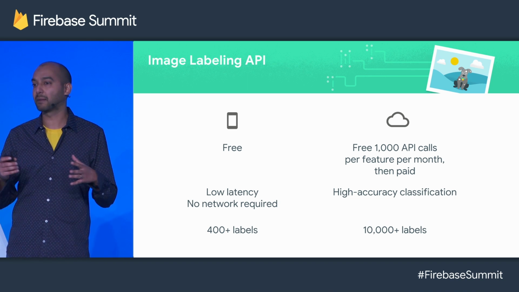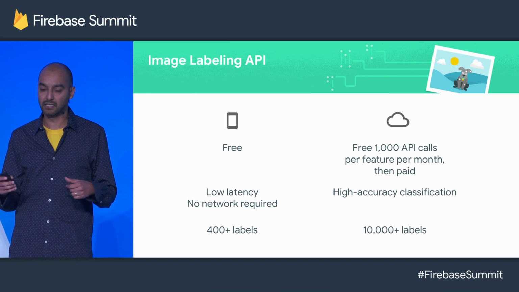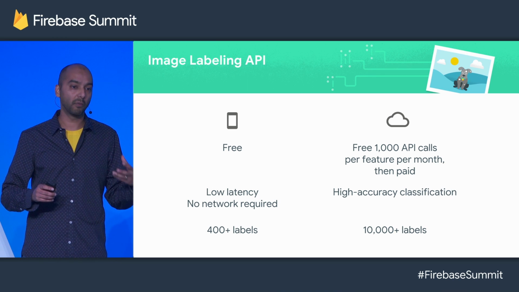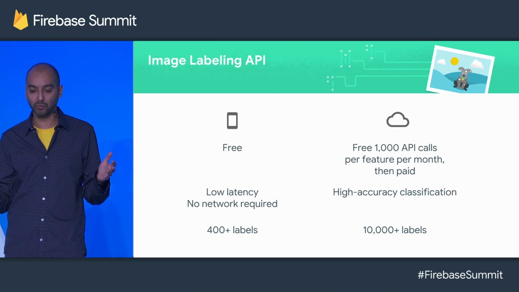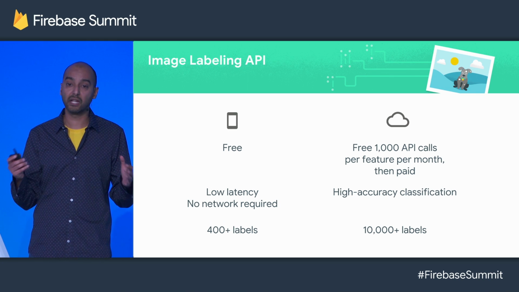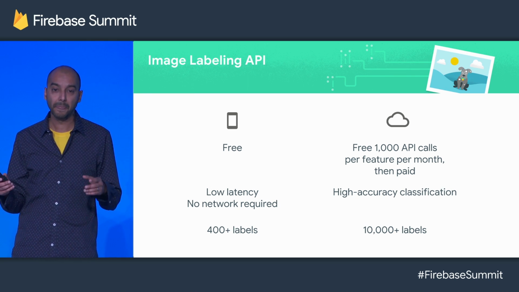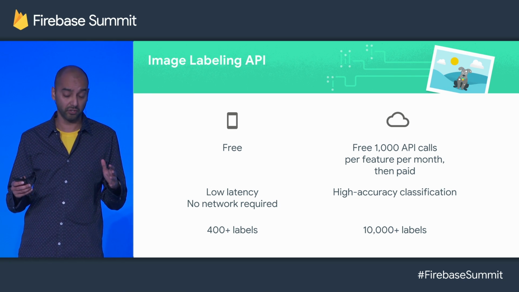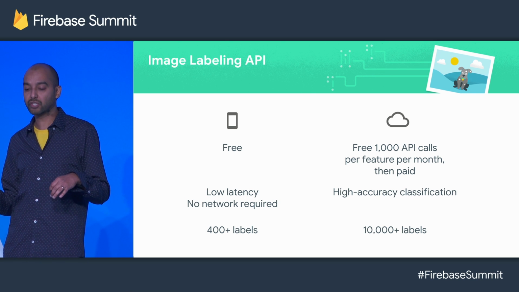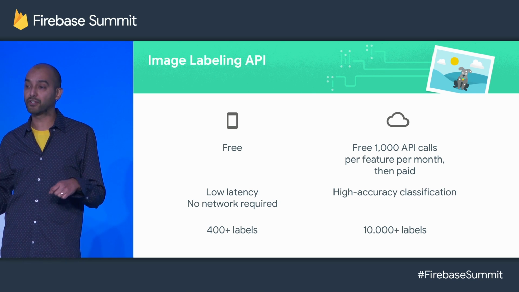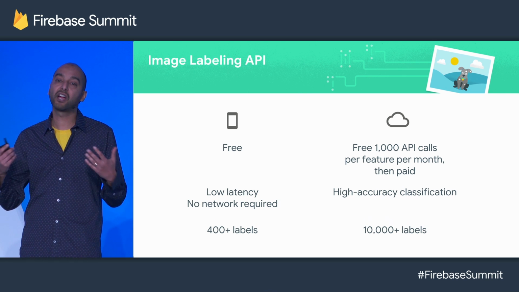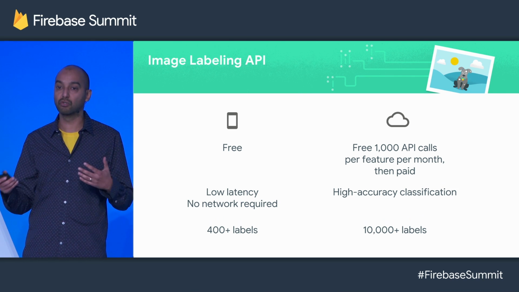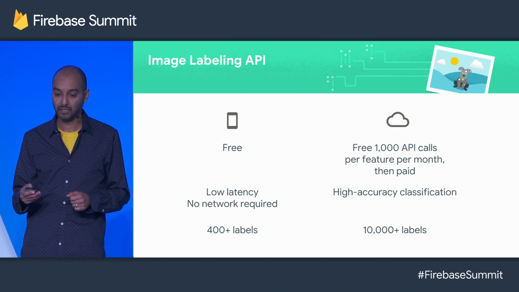Image labeling API, like many of the other APIs in MLKit, is available both on device and in the cloud. On device, it's free. You can use it as much as you want. It's low latency. No network connectivity required, and it does about 400 or so labels. The cloud version of the API offers 1,000 free calls per month, and then it's paid after that. But it's higher accuracy classification, so it can do around 10,000 labels.